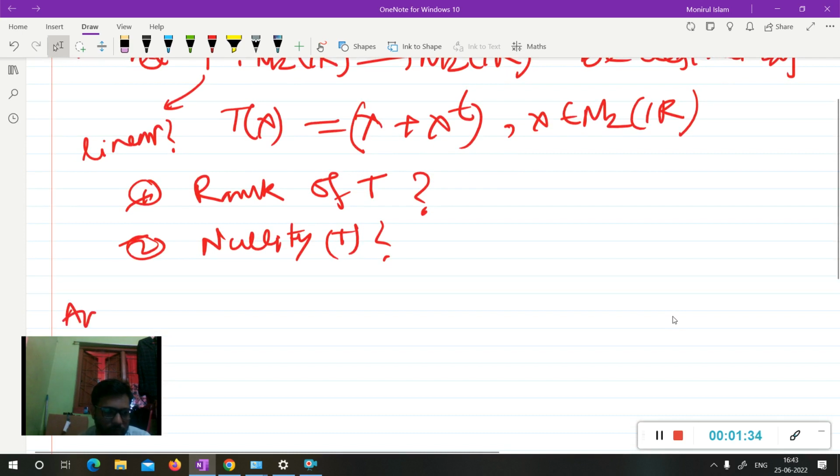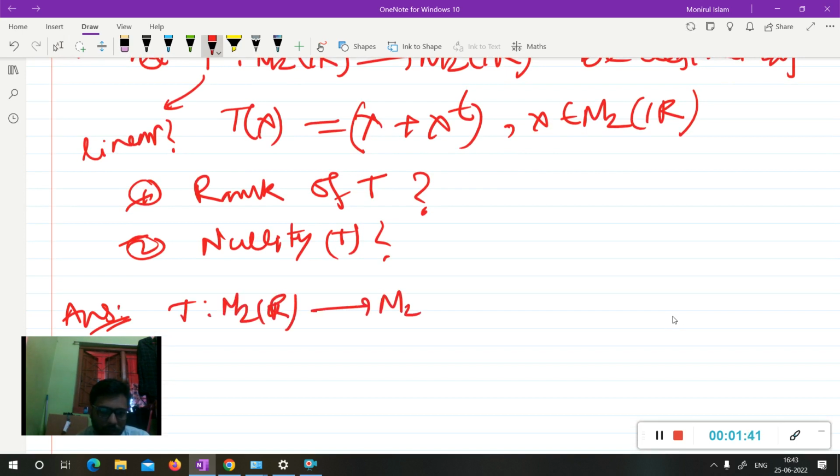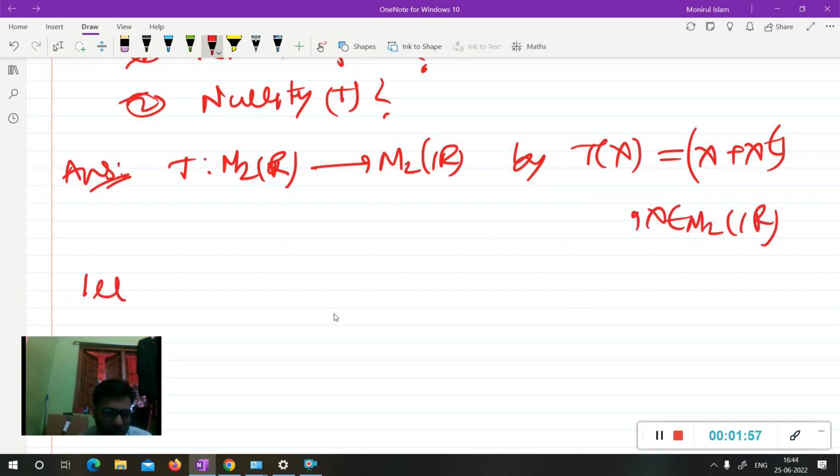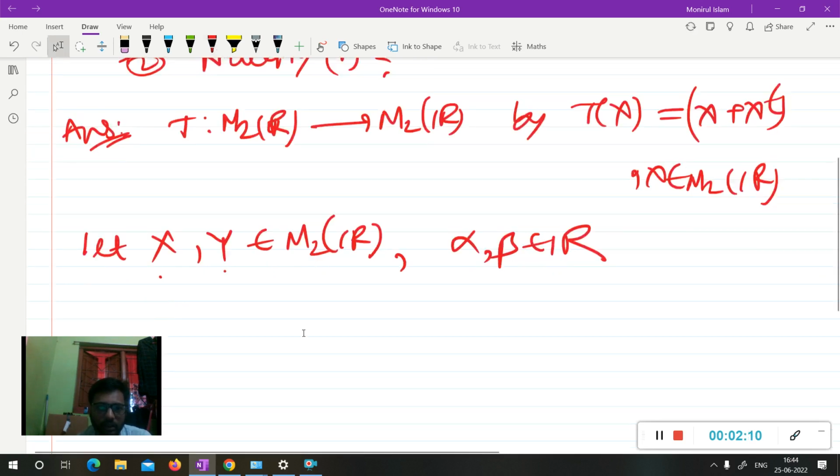See, the transformation T from M2(R) to M2(R) is given by T(x) equal to x plus x transpose. Is it linear or not? We check its linearity. Take two matrices x, y belonging to M2(R), meaning both are 2 by 2 matrices with real entries, and alpha, beta are real numbers, meaning scalars.